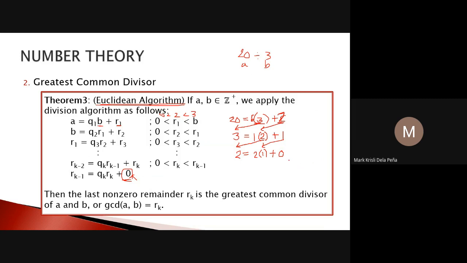then we will stop. And we will get the last remainder that is equal to 0, and this is your last remainder, so we call it R sub K. The last nonzero remainder is actually your greatest common divisor. Therefore, the greatest common divisor of 20 and 3 is equal to 1. This will be our answer.